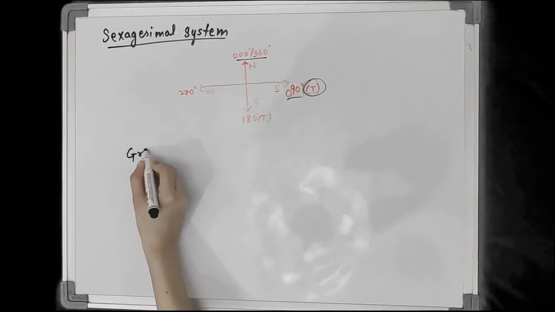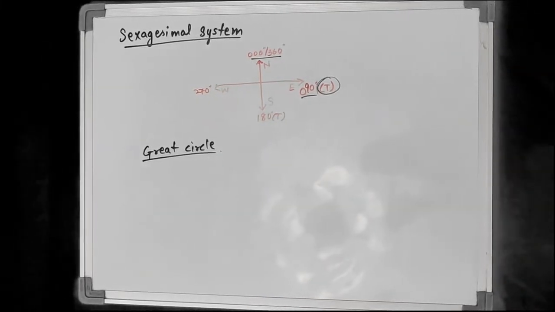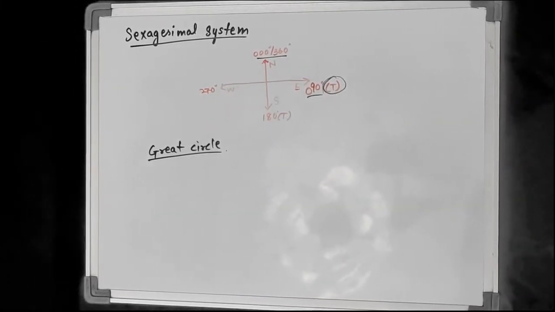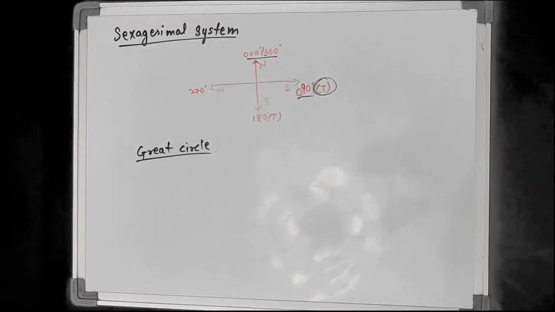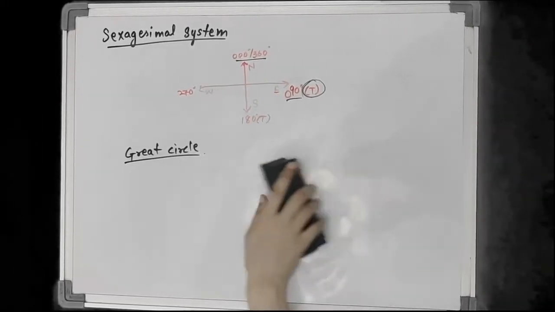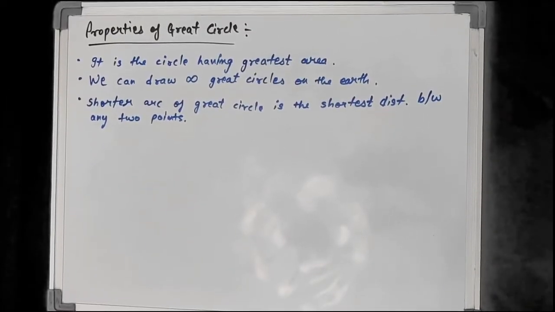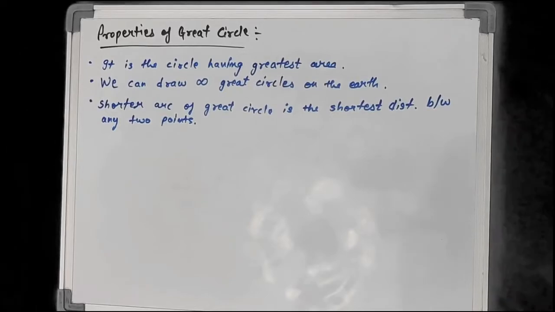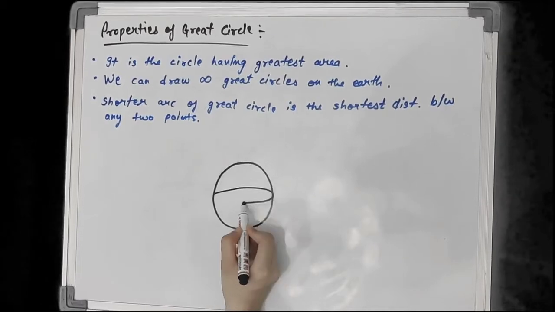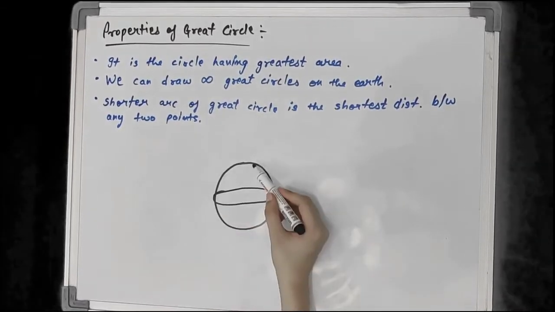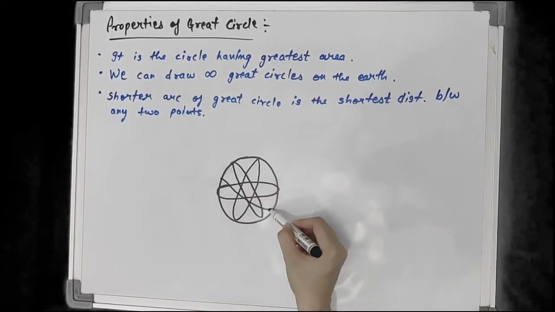Great circle. A circle which cuts Earth in two equal halves and whose center and radius are those of Earth itself. Now let us discuss some properties of great circle. Great circle is the circle having the greatest area. We can draw infinite great circles on the Earth. This is the equator. Equator is itself a great circle. Like this, we can make infinite great circles on the surface of Earth.